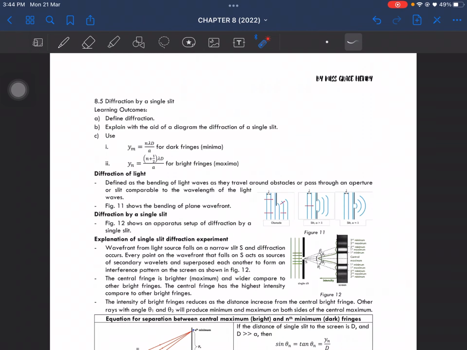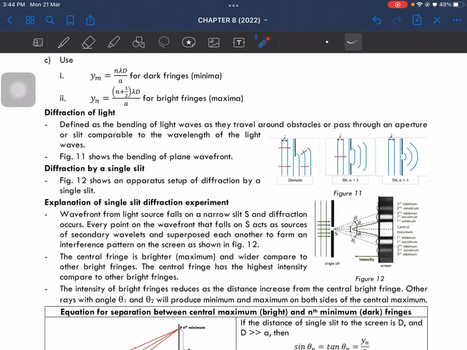So diffraction of light is defined as the bending of the light wave as they travel around obstacles or pass through an aperture or a slit comparable to the wavelength of the light. For example, these are some of the slits that these waves are passing through. So this is what we call diffraction. It is bent due to this slit.